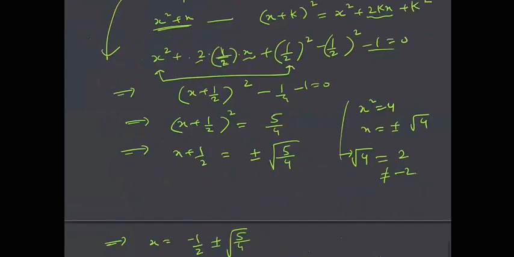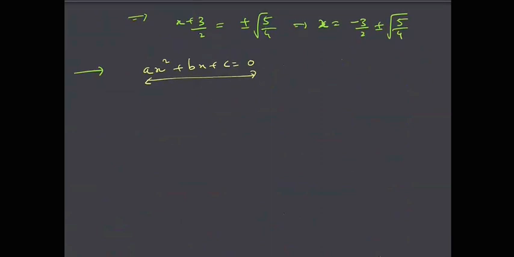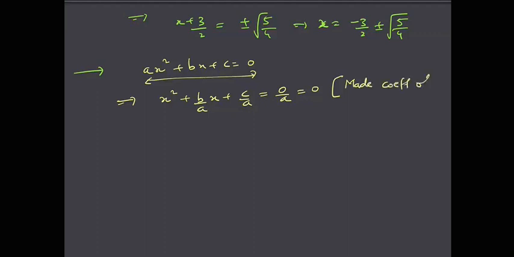Okay, so we make sure that the coefficient of x square is 1. We do the same thing here. We just divide the entire thing by a. So it will be x square plus b by a into x plus c by a equals 0 by a, which is nothing but 0. So I've divided the entire equation by a. What we have done is made the coefficient of x square as 1.